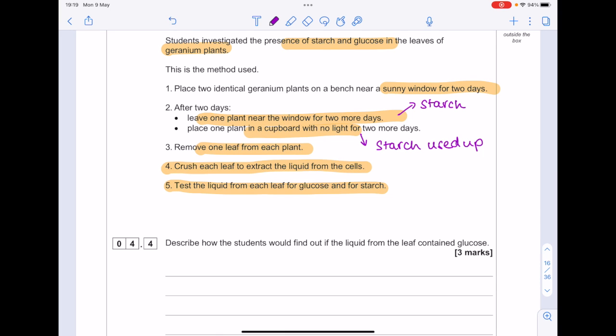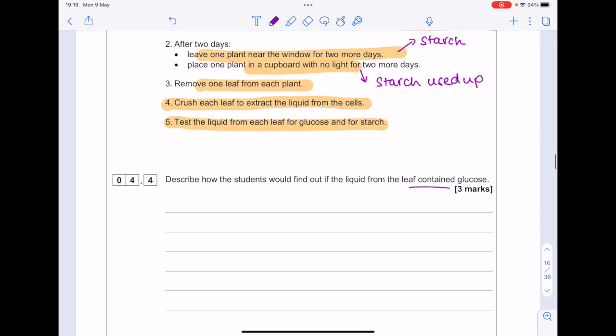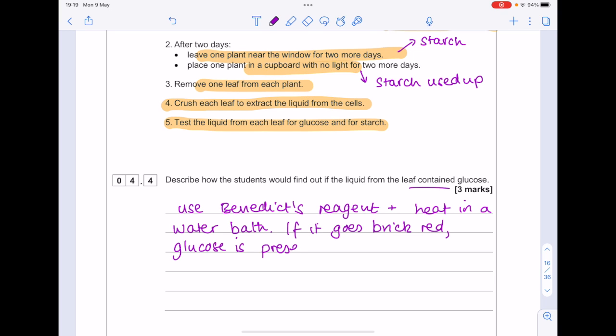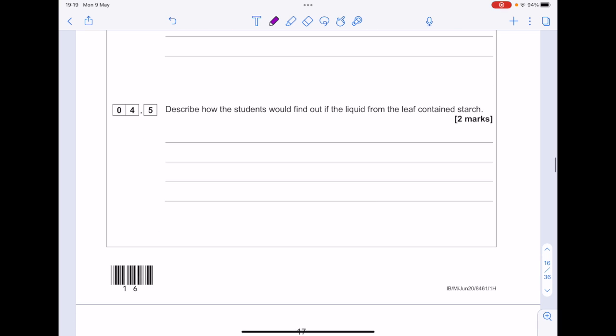Describe how the students would find out if the liquid from the leaf contained glucose. Right, this time you want to use Benedict's reagent and heat in a water bath. If it goes brick red, we know glucose is present. Describe how the students would find out if the liquid from the leaf contains starch. This time use iodine. If it goes blue-black, you have starch. Being nice and specific. You don't need to use loads of words here.